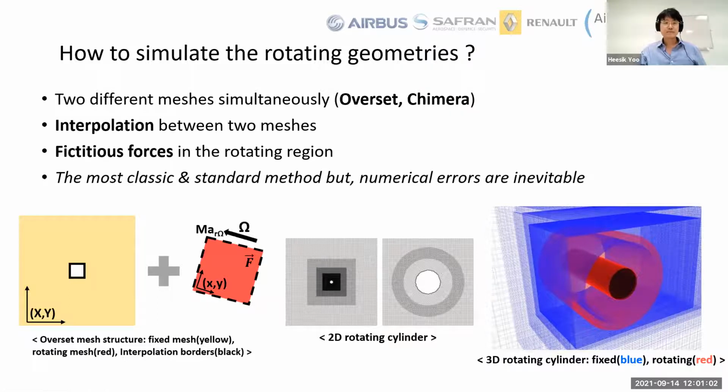at each time step. For example, this is a figure of the 3D rotating cylinder which I use myself. Blue is the fixed mesh, red is the rotating mesh, and black is the 3D rotating cylinder. The cylinder rotates while attached to the red rotating mesh. And there is an overlap area. In this area, the interpolation between the fixed mesh and the rotating mesh happens. I think this is one of the classic and standard methods. But as you may see, it's quite complicated, so numerical errors are inevitable.